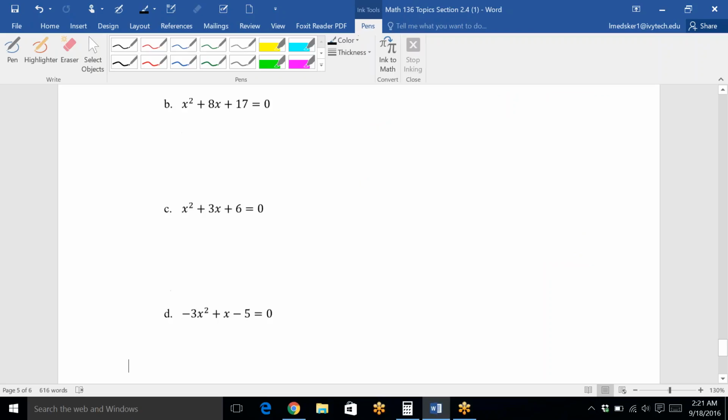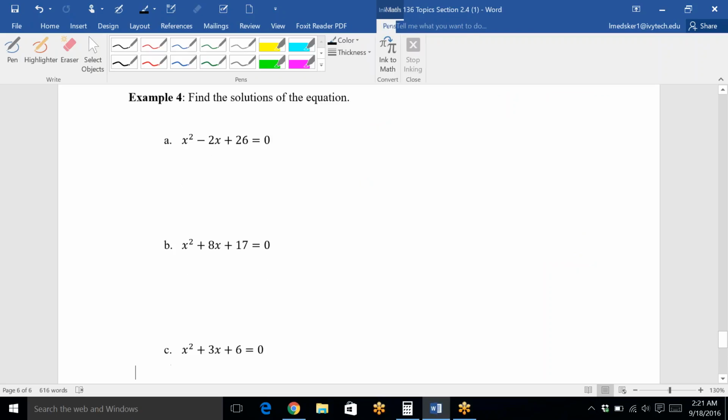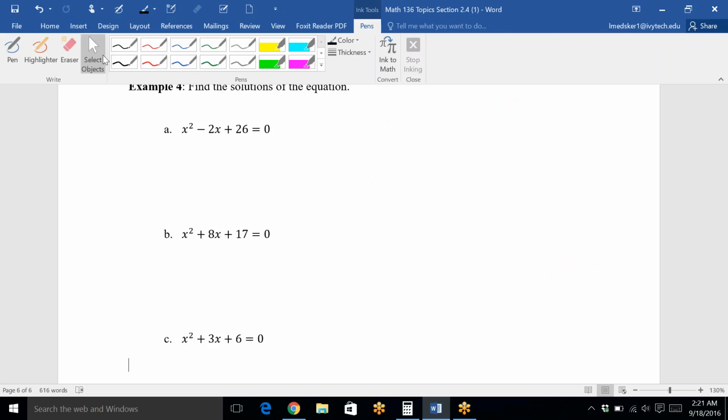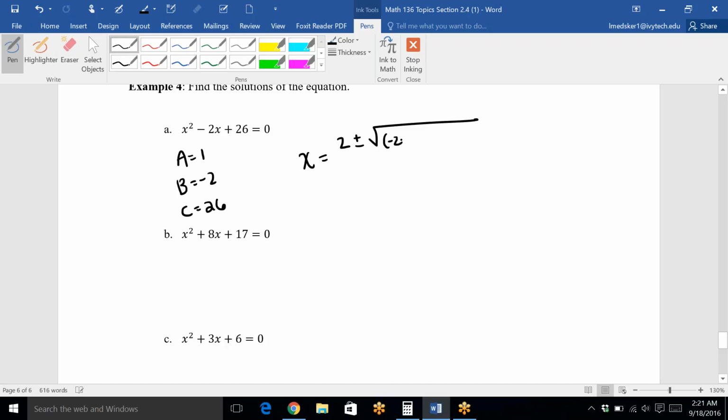We did F in class. Looking at our example 4, I did D and E in class, so we need to do A, B, and C. So this is already set up for quadratic formula, and it doesn't factor anyways, so this would be a equals 1, b equals negative 2, c equals 26, x equals negative b, so that's negative negative 2, plus or minus square root b squared minus 4ac all over 2a.